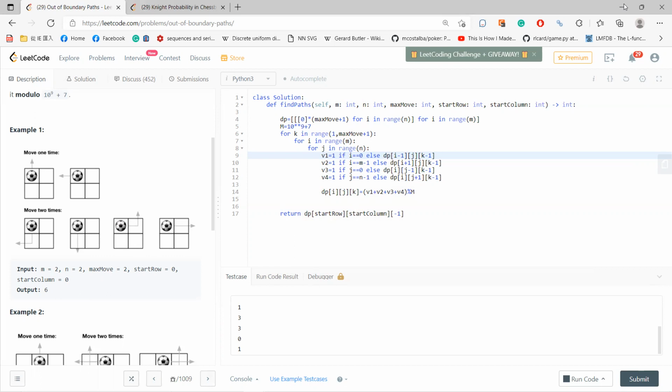And for each DP[i][j][k], you have 4 directions, so you take the summation of them, with modulo. Finally, just return DP[starting row][starting column][max move].